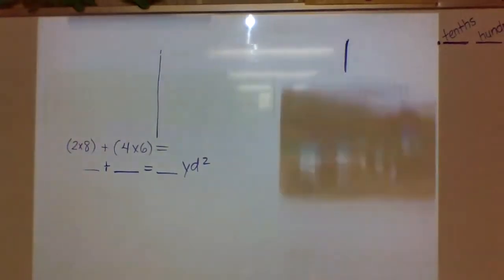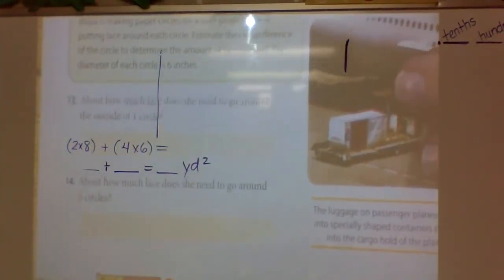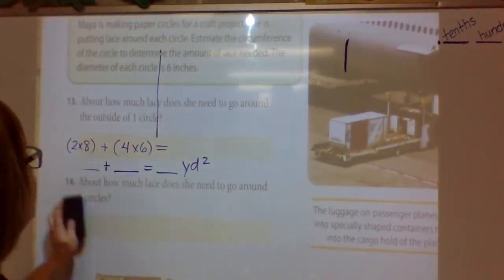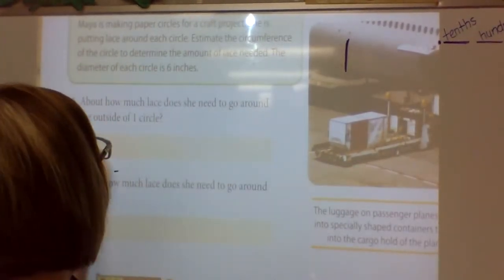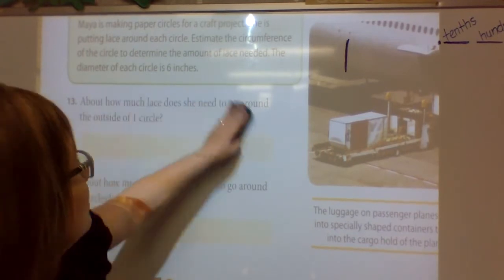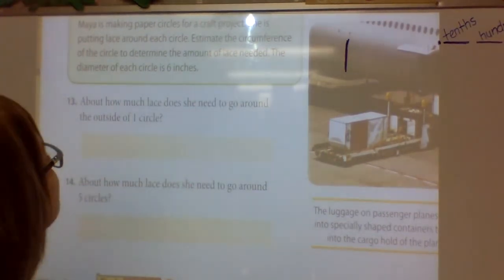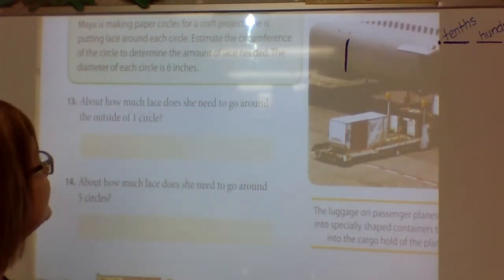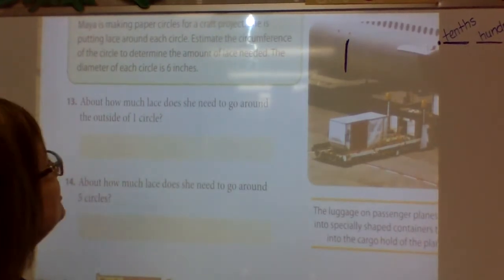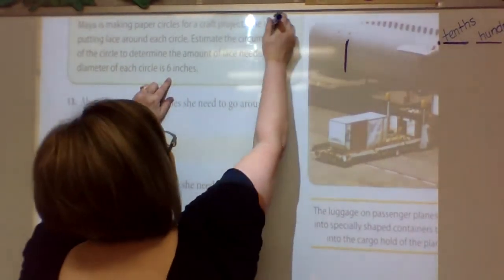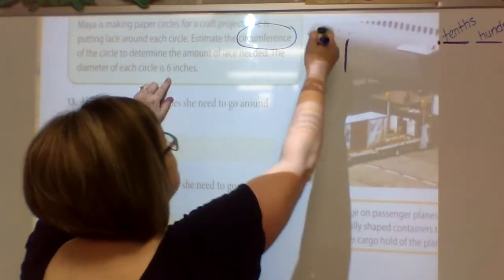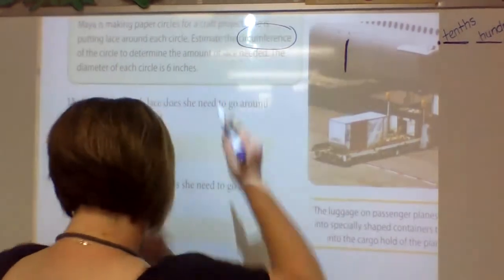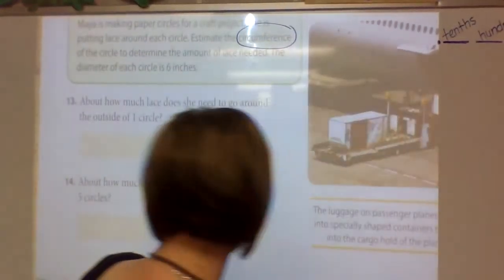Okay, then we're going to review some circles. It says Maya is making paper circles for a craft project. She's putting lace around each circle. Estimate the circumference of the circle to determine the amount of lace she needs. The diameter of each circle is 6 inches. Remember, circumference is like perimeter. It's the distance around. Okay?